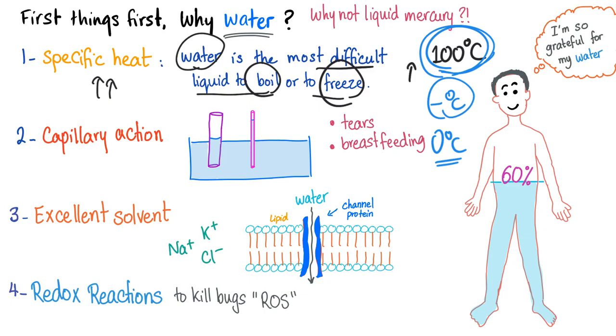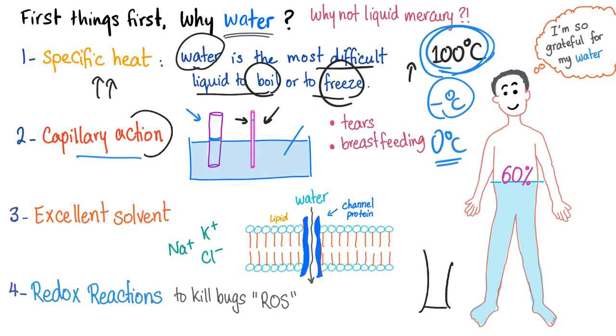Second thing, water has something called capillary action. If this is a basin of water and this is a large test tube, water is going to be at the same level. But if this is a capillary tube, a very thin tube, water is going to rise to this level. This is called capillary action.